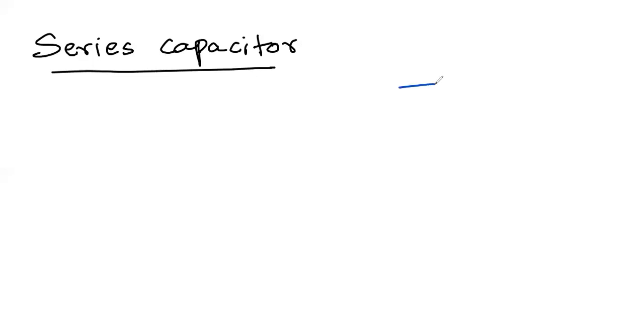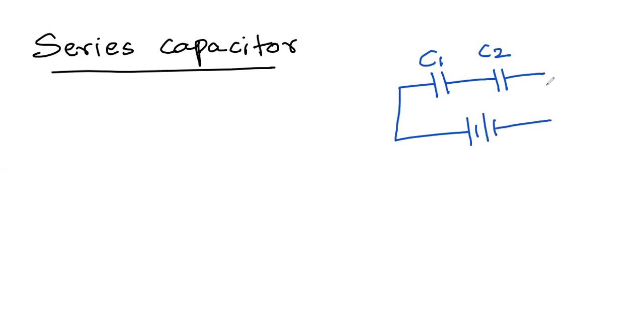Series capacitors. Let us consider two capacitors that are connected in this fashion. That is, the end terminal of one capacitor is connected to the starting terminal of another capacitor. So this is my capacitor 1, capacitor 2, and it is connected across a DC supply. The voltage of the DC supply, let us label it as V.